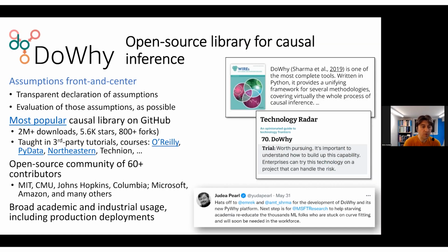Our core open source library is DoWhy, which focuses on the scaffolding of best practices. DoWhy is right now the most popular causal library on GitHub with a couple million downloads, and we see it being used in third-party tutorials and courses. I'm very happy, most happy perhaps, about the open source community that we are growing with over 60 contributors from across academia and industry. And we understand that there's broad academic and industrial usage, including production deployments.